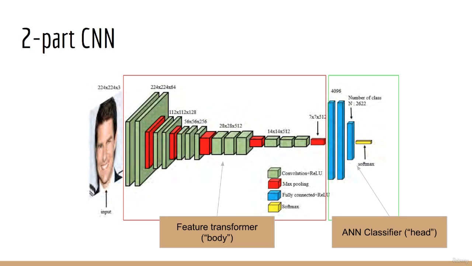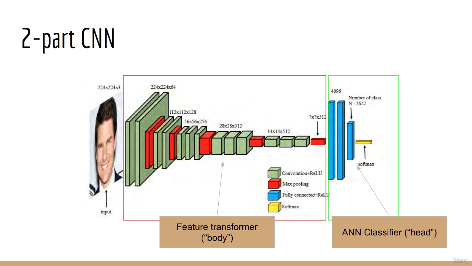Let's say you found a super powerful, state-of-the-art CNN trained on the ImageNet dataset, and now you want to use it to do transfer learning for your specific task. How can you do that? Well, let's start with a picture. This is a picture of a typical CNN. It's a series of convolutions and poolings, followed by a series of dense layers.